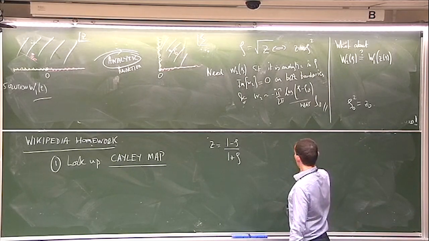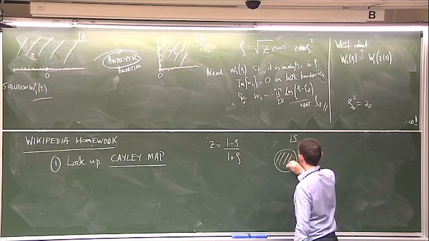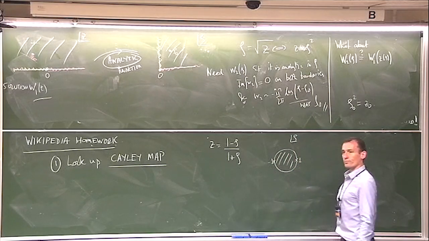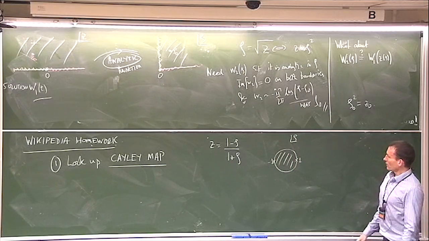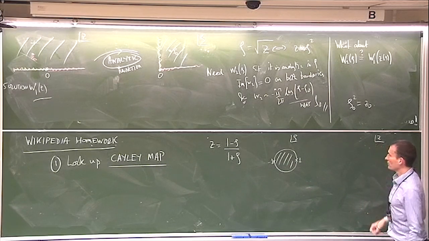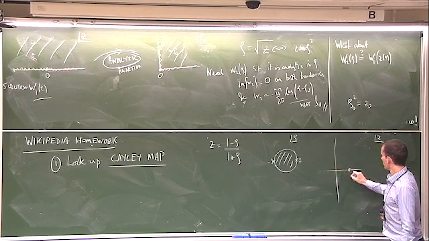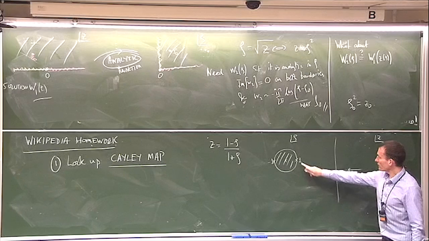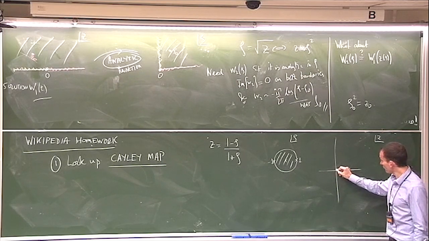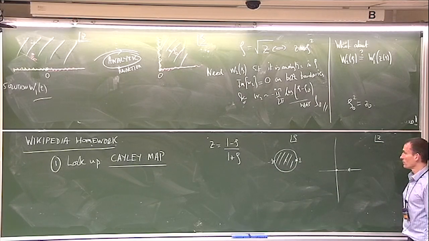Suppose zeta is this unit disk. Where does zeta equal to naught go to in the z-plane? One. Where does one go to? Zero. And where does minus one go to? Infinity.